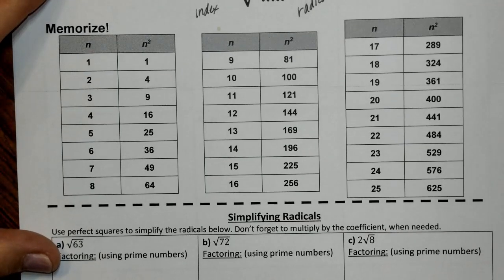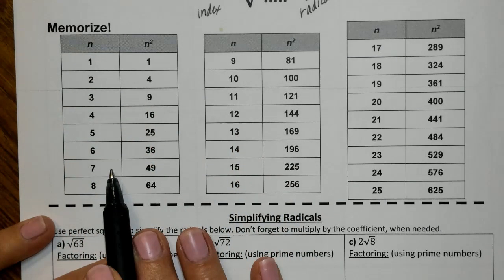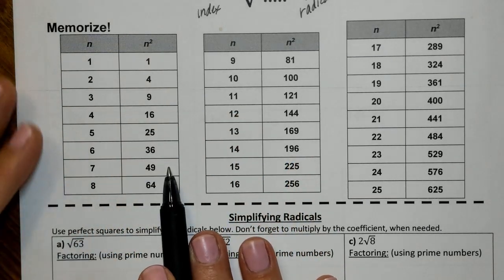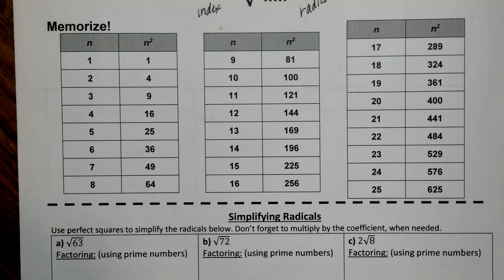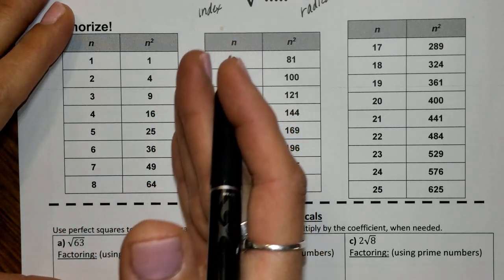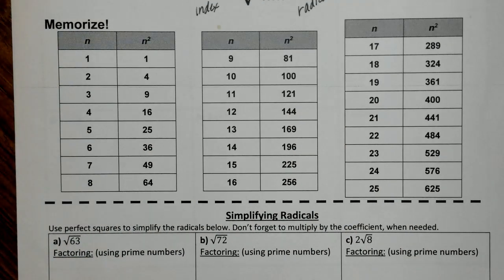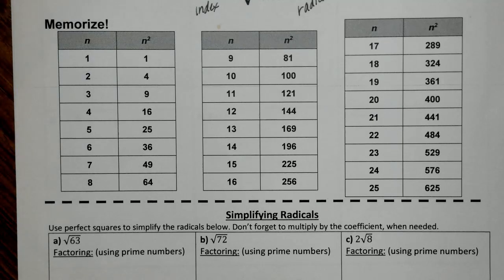Now we have numbers 1 through 25 squared. The numbers in the left column, and them squared in the right. You're going to want to memorize as many of these as possible, both squaring the number and then also taking the square root back and forth. This is going to make our work a lot easier and a lot quicker as we go through when we have radicals as our answers.